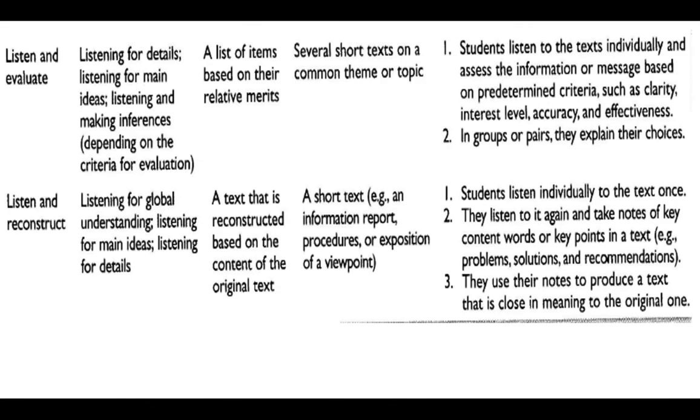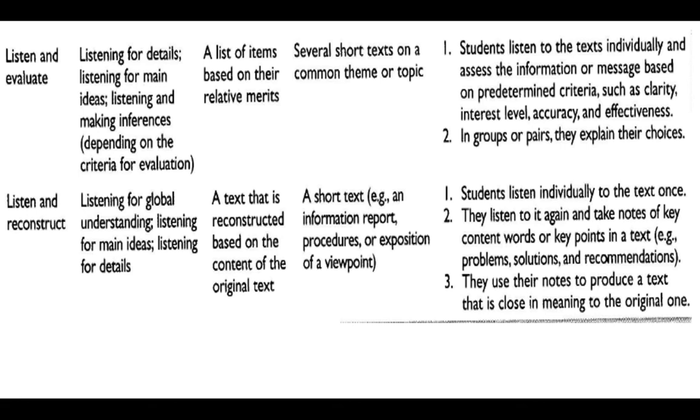And then next, what do we have? Listen and evaluate. So the skills or the objectives or competencies that they need to develop are listening for details, listening for main idea, and listening and making inferences, depending on the criteria of evaluation. And the product is a list of items based on their relative merit. And then the material that you can use is several short texts on a common theme or topic.